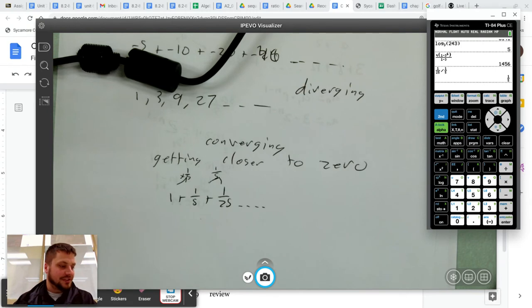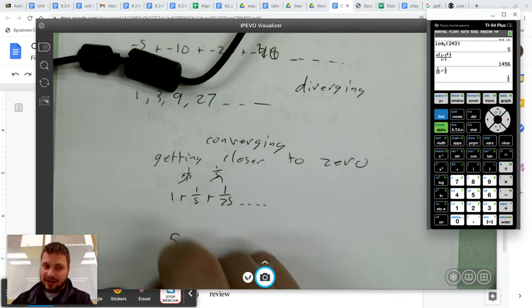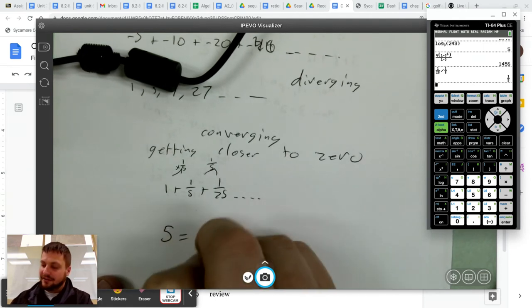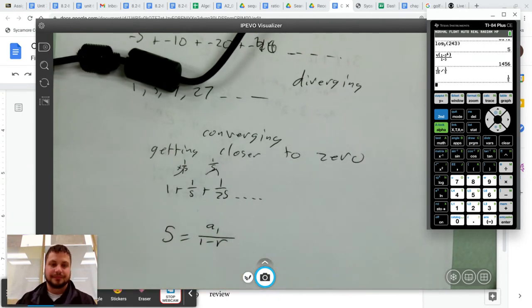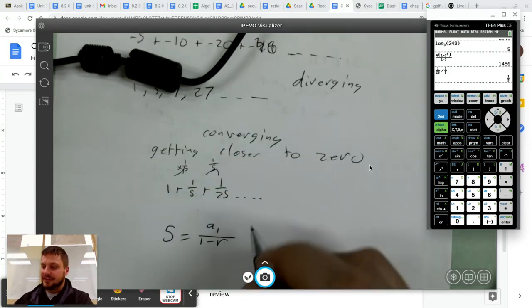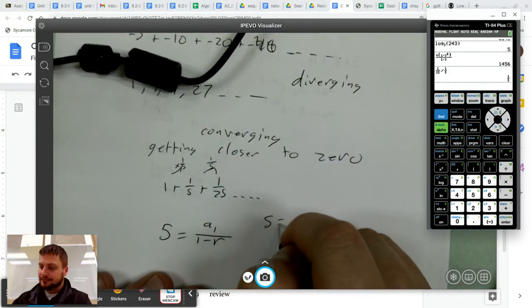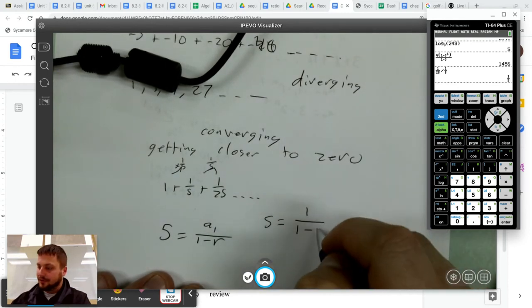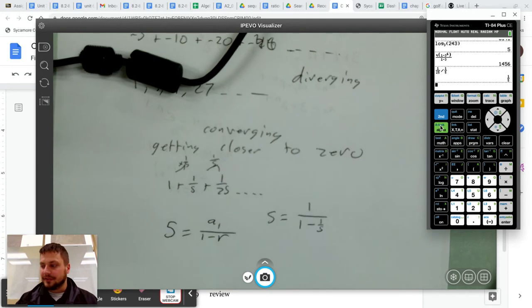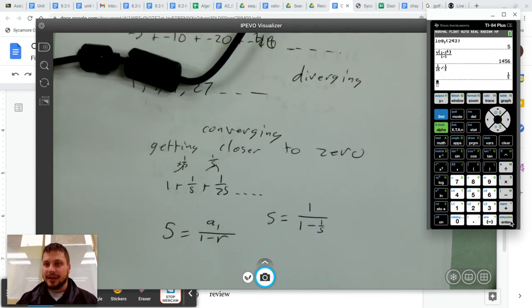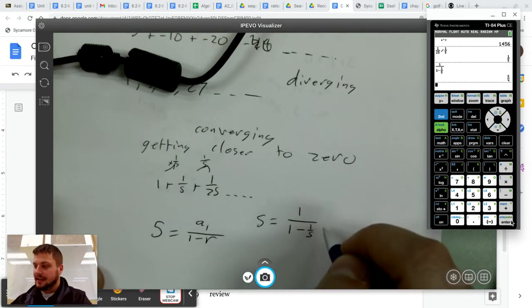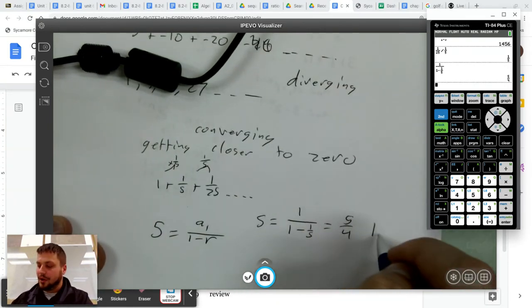The formula to sum a converging geometric series, the sum of an infinite geometric series that is converging, is very simple. It's the first term over 1 minus r. So the sum of this converging geometric series would be 1 over 1 minus r is 1/5. Okay, so let's type that in. Again, I like to use my alpha y equals button. 1 over 1 minus 1/5? And the answer is 5/4, or 1.25.